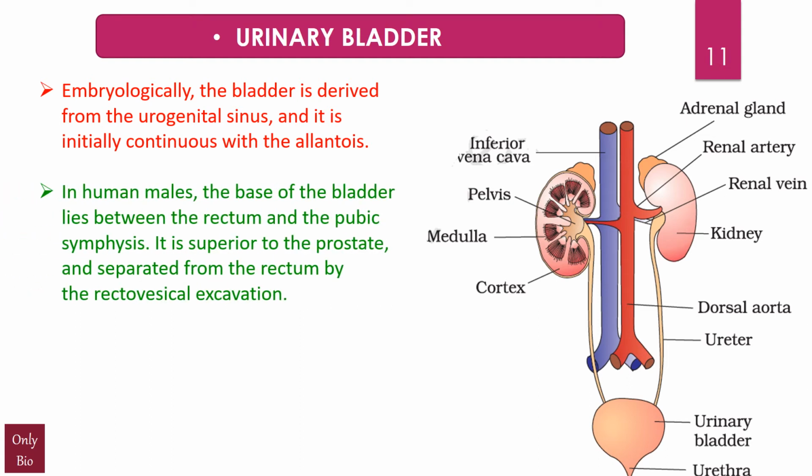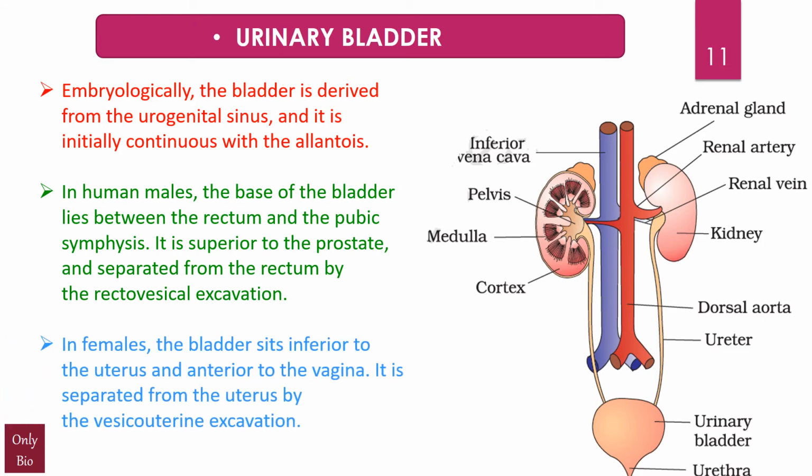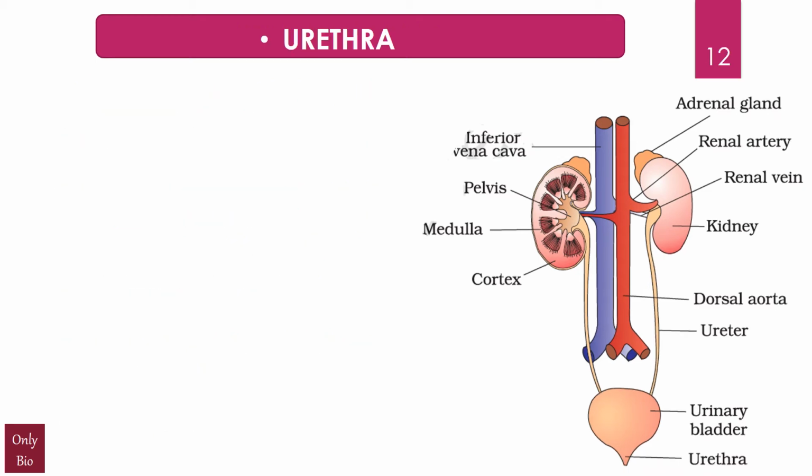In human males, the base of the bladder lies between the rectum and the pubic symphysis. It is superior to the prostate and separated from the rectum by the rectovesical excavation. In females, the bladder sits inferior to the uterus and anterior to the vagina. It is separated from the uterus by the vesico-uterine excavation.